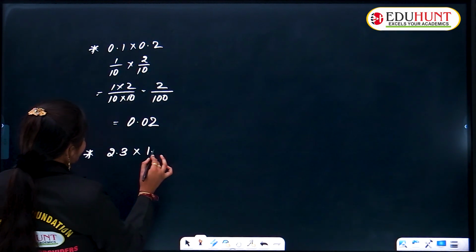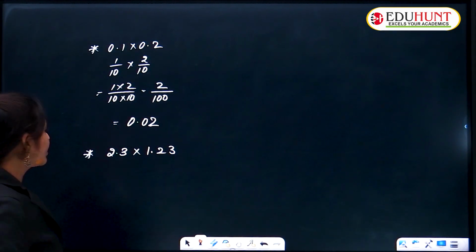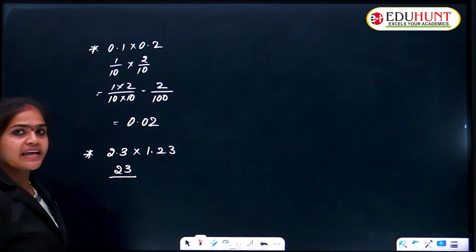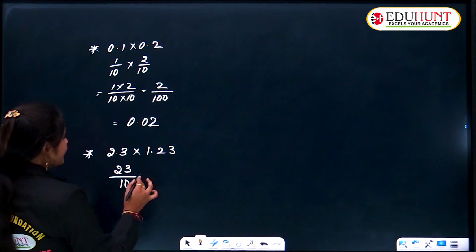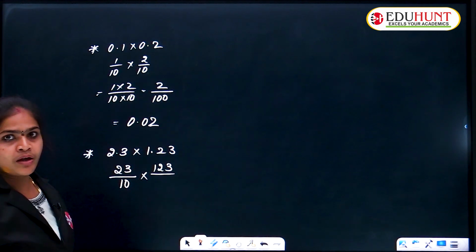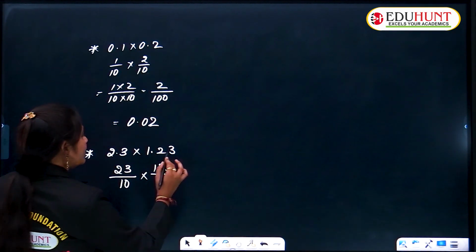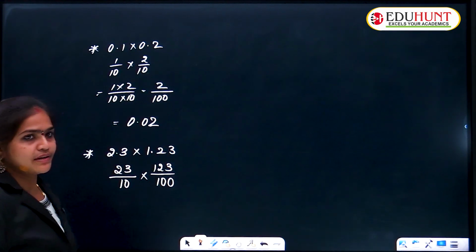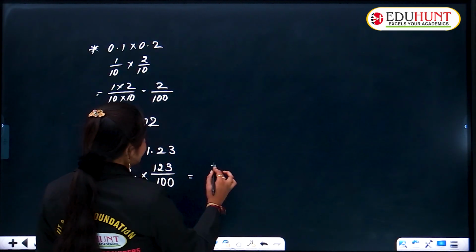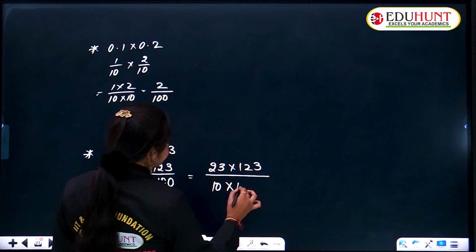Okay, one more example. 2.3 into 1.23. Just see how to convert into fractions. 23 by, after the point how many digits are there? 1 digit. Then that is 10. Into, here you write the number without the decimal point, 123. After the point how many digits are there? 2 digits. 2 digits means you just keep 0 and 0. That is 100. Now take the product of 23 into 123 by 10 into 100.